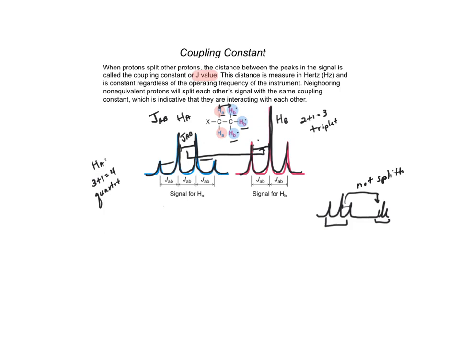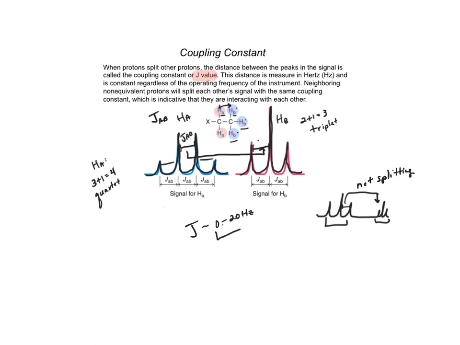Another thing to note is that these J values are measured in units of frequency, and they're going to be constant regardless of the operating frequency of the instrument that you use, right? So they're going to fall between about 0 to about 20 hertz, depending on the protons.